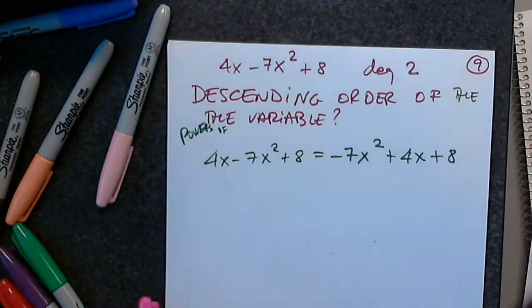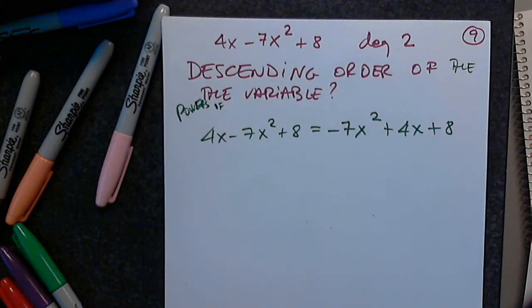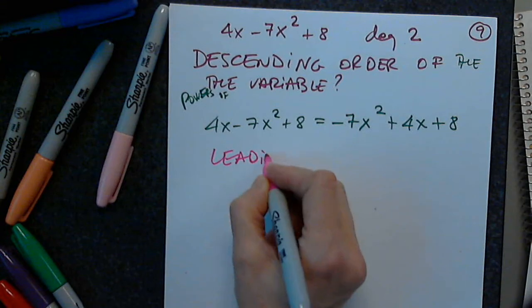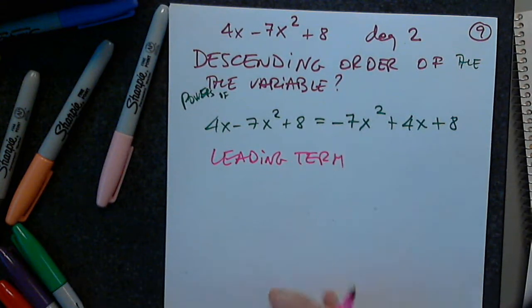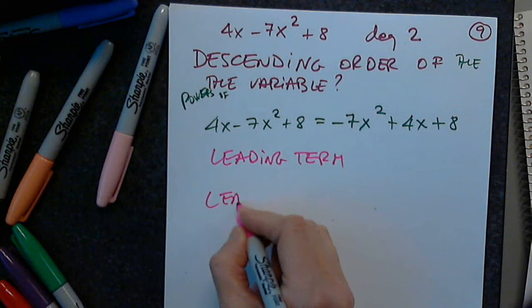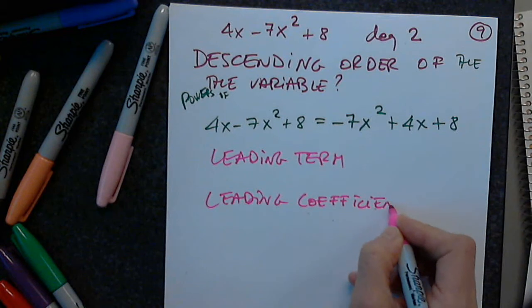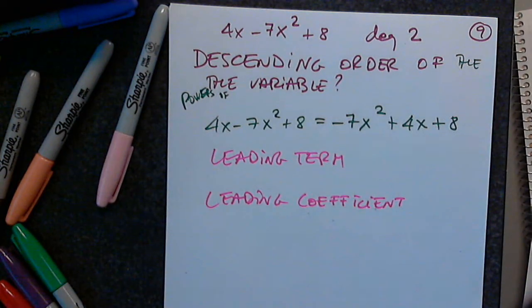We need polynomials to be in descending order of the powers of the variable, not just because it's easier to identify the degree, but also because we have to identify the leading term and the leading coefficient. So these two are extremely important for each polynomial. You will see later in math what the leading coefficient says about the polynomial, what the leading term says about the polynomial, and so on and so forth.